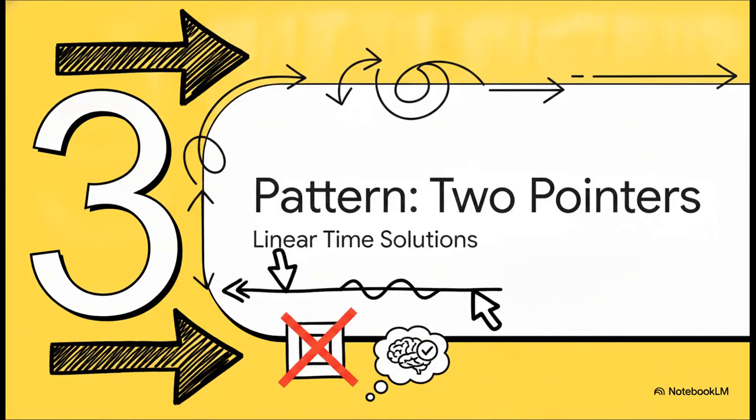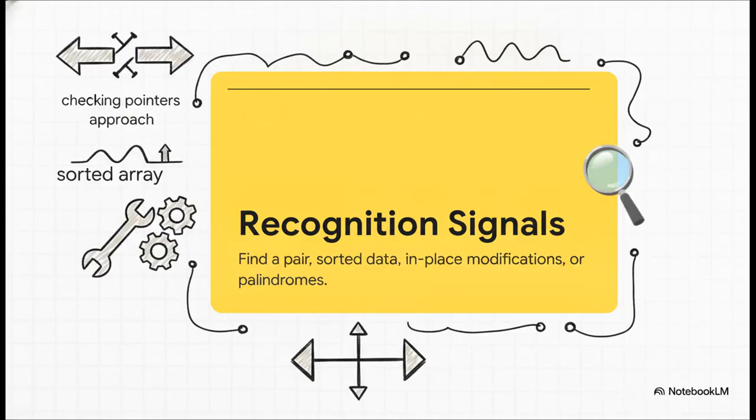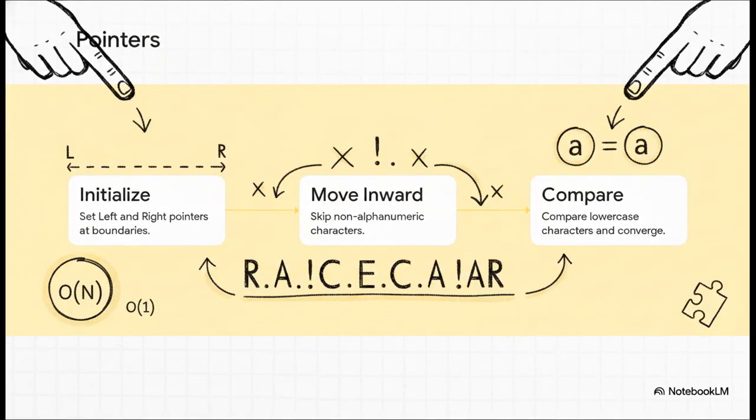Which brings us perfectly to Section 3, pattern, 2 pointers. To avoid that O(n) space trap we just talked about, we deploy our first major pattern. When an interviewer asks you to check pairs, manipulate sorted arrays, modify a string in place, or verify palindromes, your brain needs to automatically trigger the 2 pointers approach. You don't need extra arrays, you don't need fancy hash maps, you literally just need to track 2 positions at the same time.